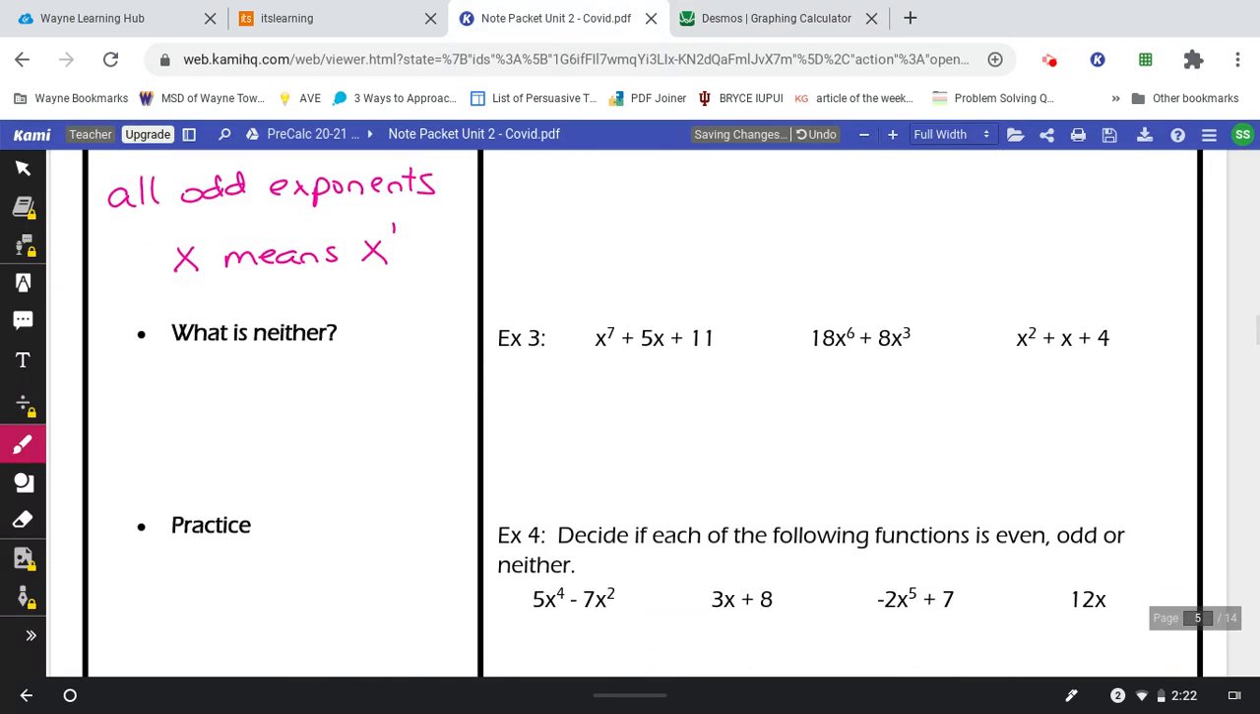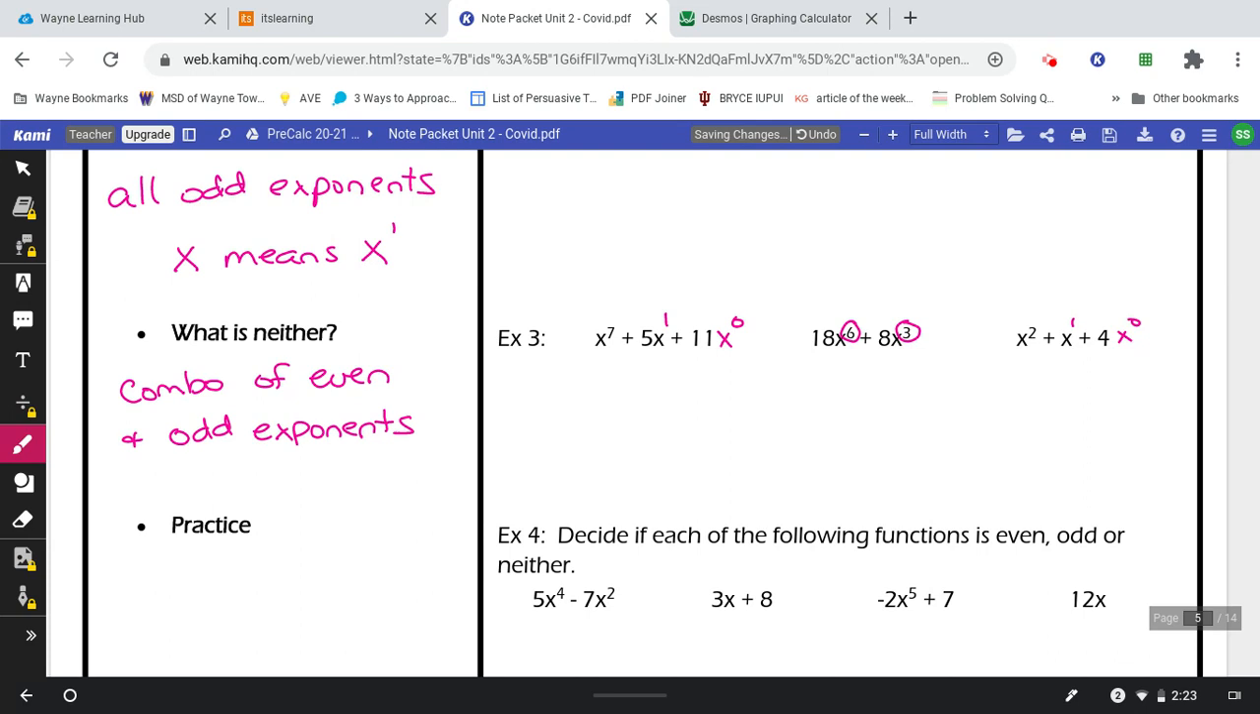All right, then you have the rest of these. This is a combination of even and odd. Combo of even and odd exponents. So a mixture. Not all of them are even, not all of them are odd. That's when it's neither. So on this first one, I have a 7, a 1, and a 0. 7 and 1 are odd. 0 is even. That is neither. Here I have a 6 and a 3. 6 is even, 3 is odd. That's neither. Same thing on the last one.